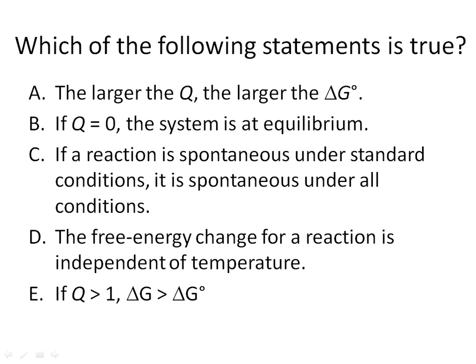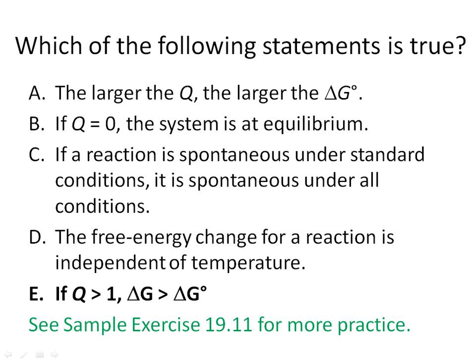So take a moment and ponder this question and see if you can find which of the following statements is true. Okay, and the correct answer is E. If Q is greater than 1, then our non-standard delta G must be greater than our standard delta G. If you're confused about this question, or if you'd like more practice on the problem that we just finished, you should try sample exercise 19.11.